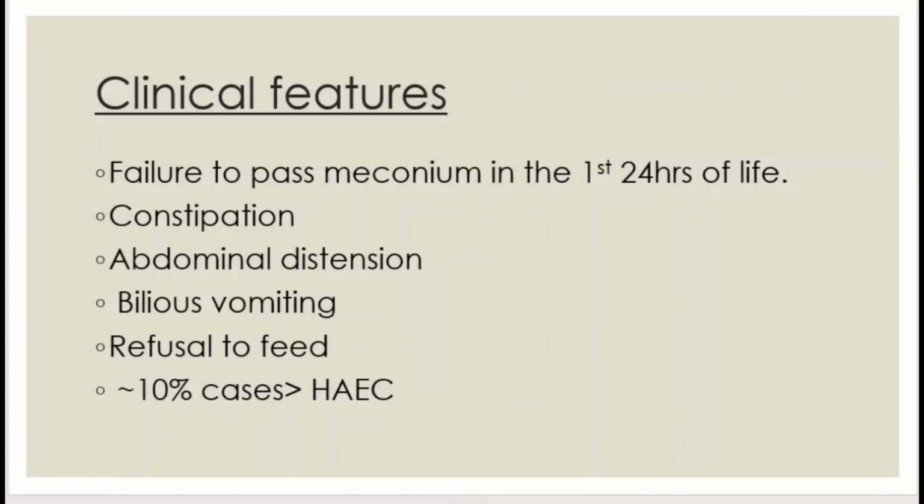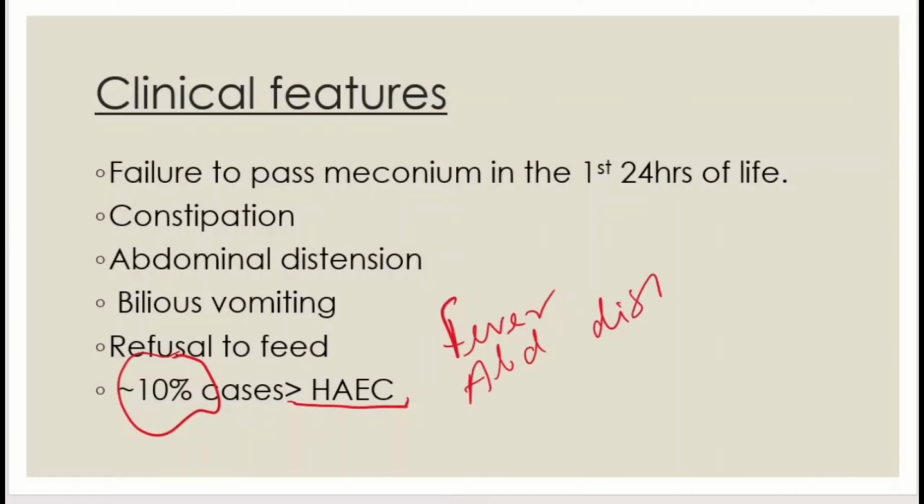So here what happens? The children with Hirschsprung disease may present with fever, abdominal distension and diarrhea due to Hirschsprung associated enterocolitis. So what are the features? Number 1 is fever, abdominal distension with diarrhea. So this is called Hirschsprung associated enterocolitis.